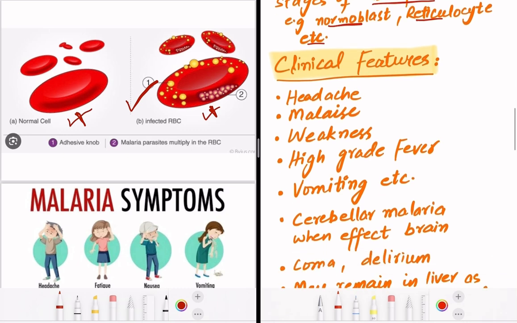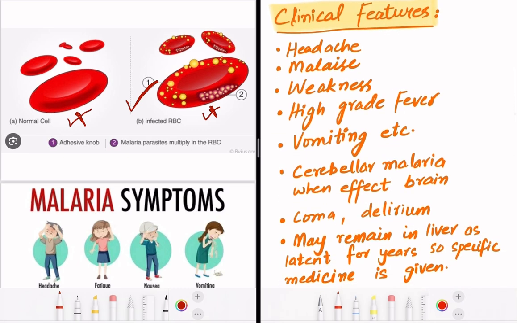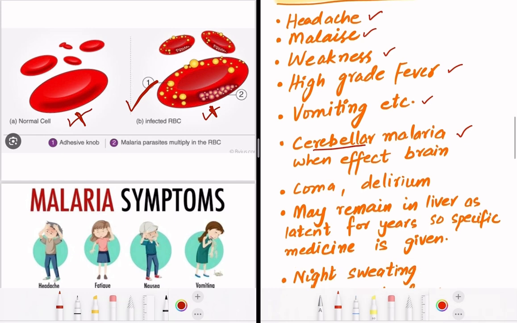Now, what will be the clinical features with which the patient of malaria appears? The most common features will be headache, malaise, body aches, weakness, high-grade fever, vomiting, and cerebral malaria when it affects the brain. Plasmodium falciparum affects the cerebral area, and cerebral malaria can appear when the species is Plasmodium falciparum. As a result of cerebral malaria, coma and delirium may develop.